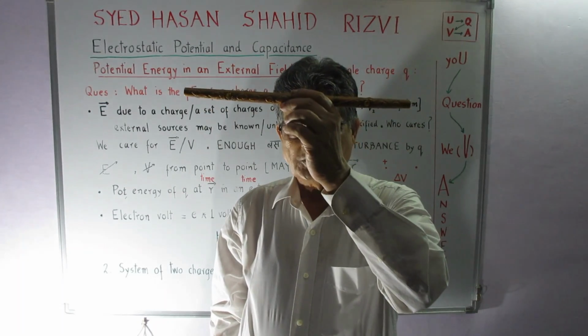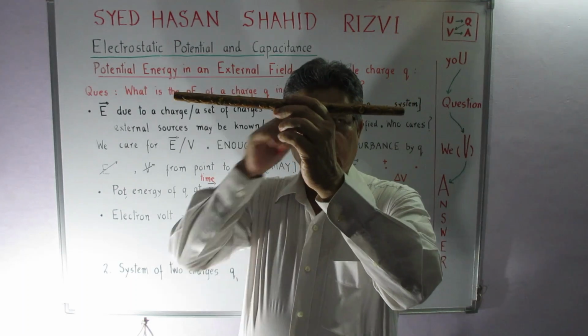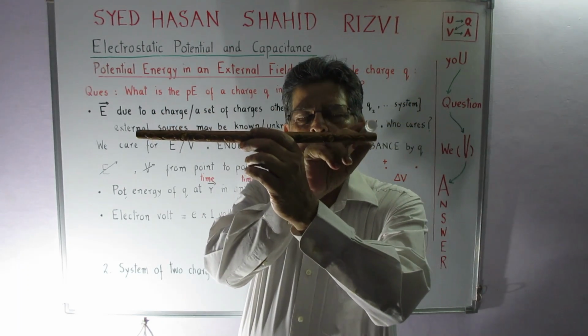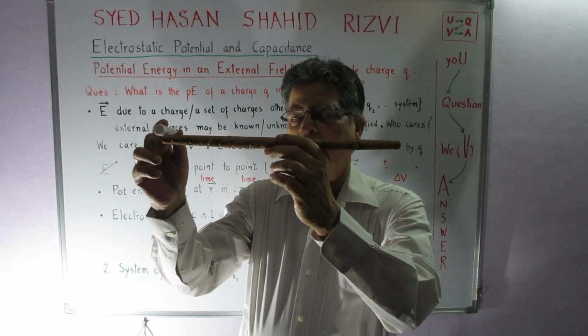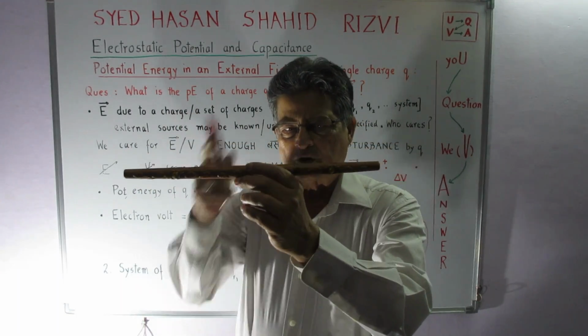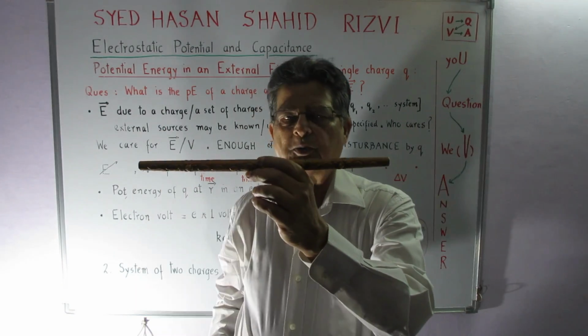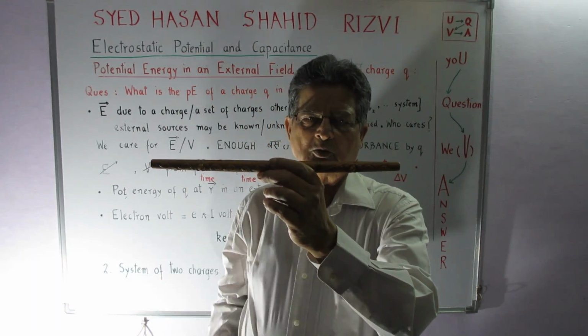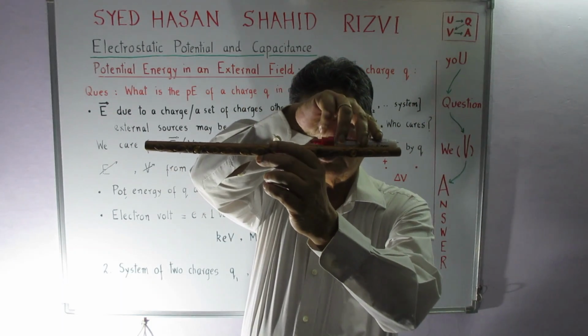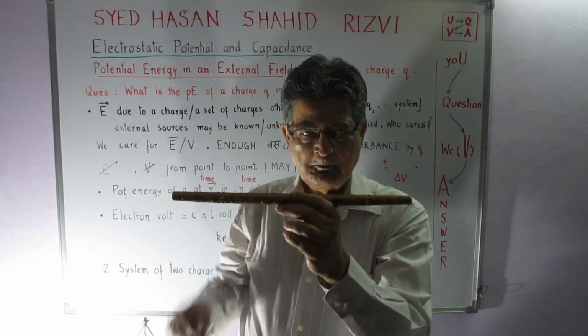So if there is a positive charge, and at this point there is some potential, and here there is another potential, then this potential minus this potential is positive. So what happens to our positive charge? This positive charge will be accelerated like this.